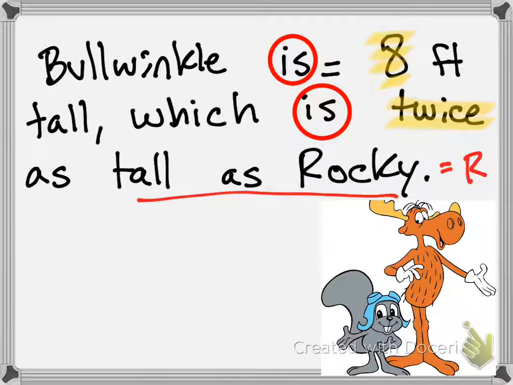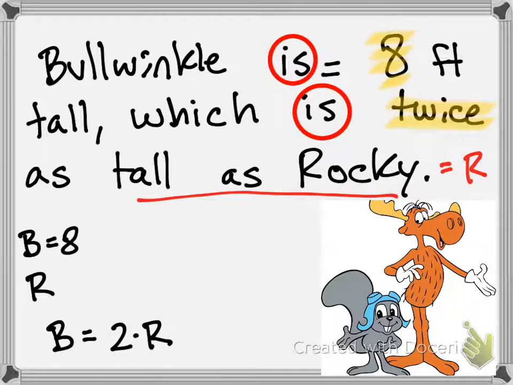So, when we're doing this, here's the facts that we know. We know Bullwinkle is 8 feet tall. We do not know how tall Rocky is. And we know that Bullwinkle is twice as tall as Rocky. So Bullwinkle is twice the height of Rocky. Do we see how we just wrote that problem out word for word? We did it just by looking at our key phrases. And we already know that Bullwinkle is 8. We get 8 equals 2 times R.